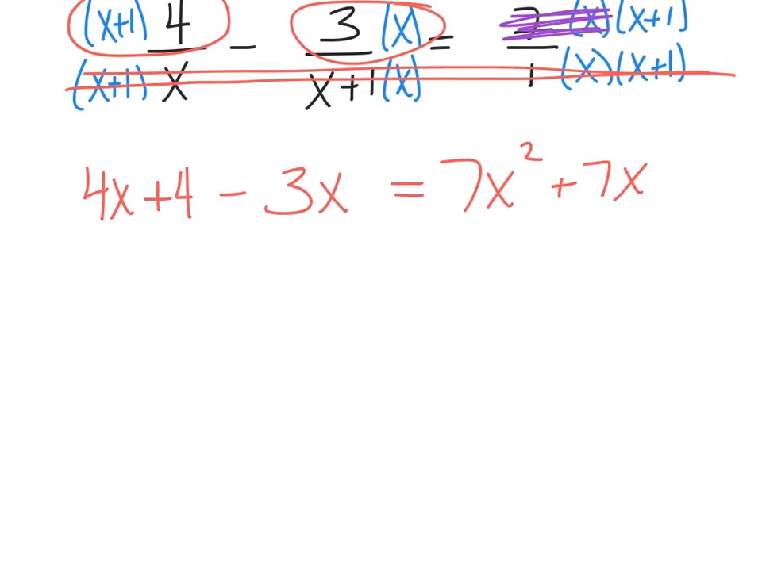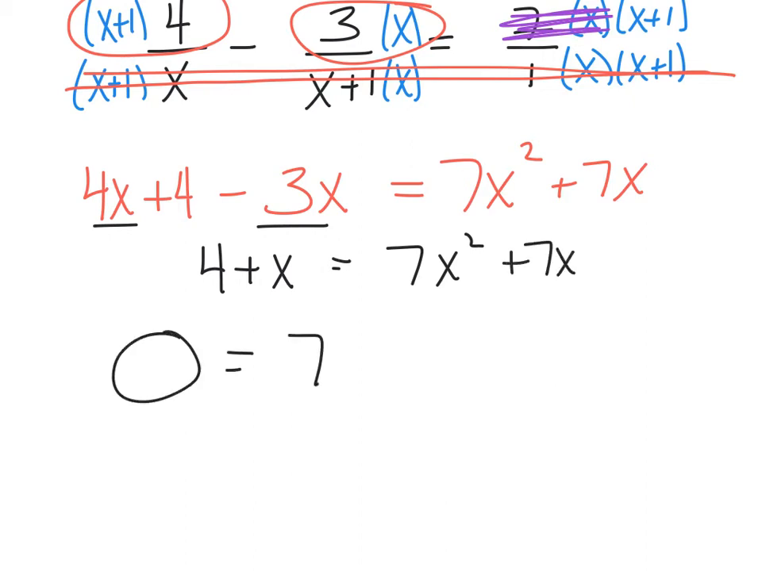Okay, since I have a squared, I want to set this equation equal to 0. I'm going to put my like terms together here, so I really have 4 plus x equals 7x squared plus 7x. So I'm going to set this side equal to 0, so I've got 7x squared. I'm going to subtract this x over, so plus 6x. And I'm going to subtract that 4 over, so minus 4.